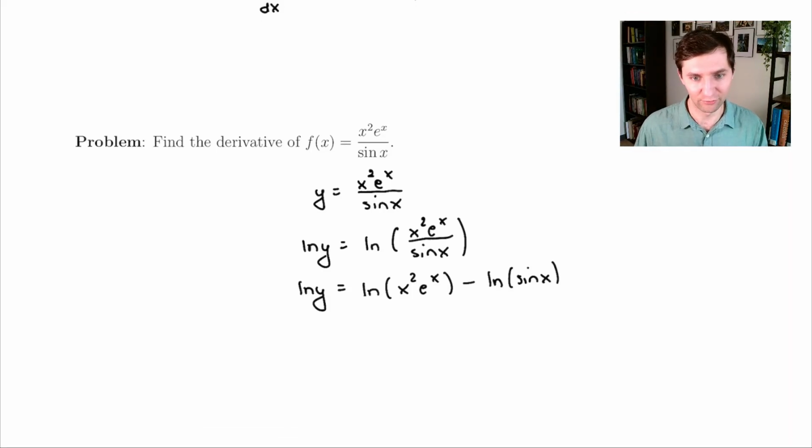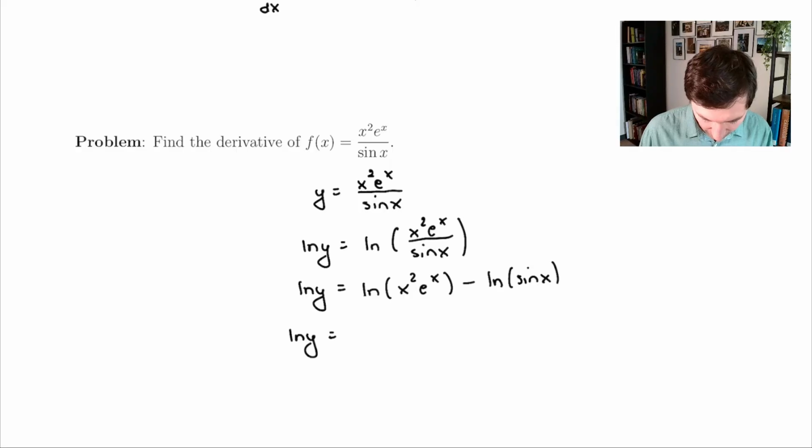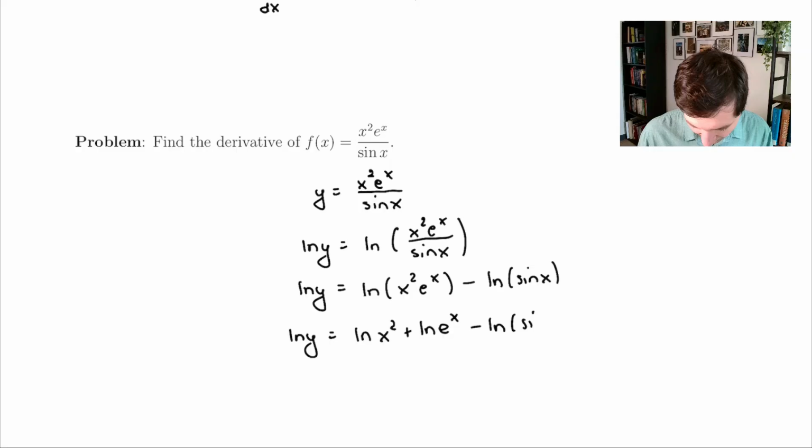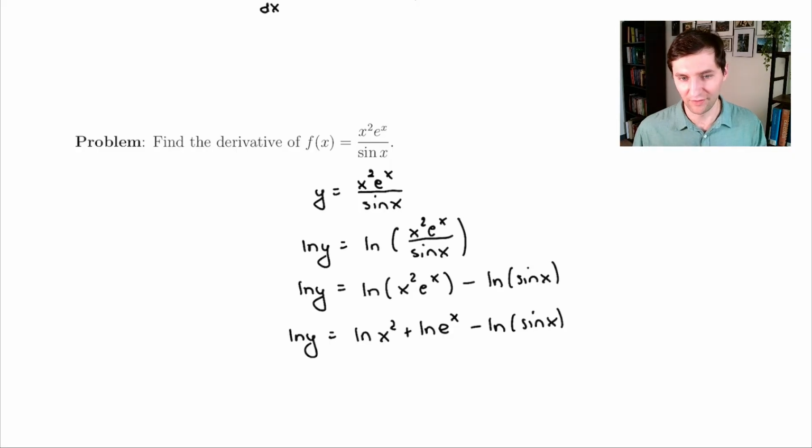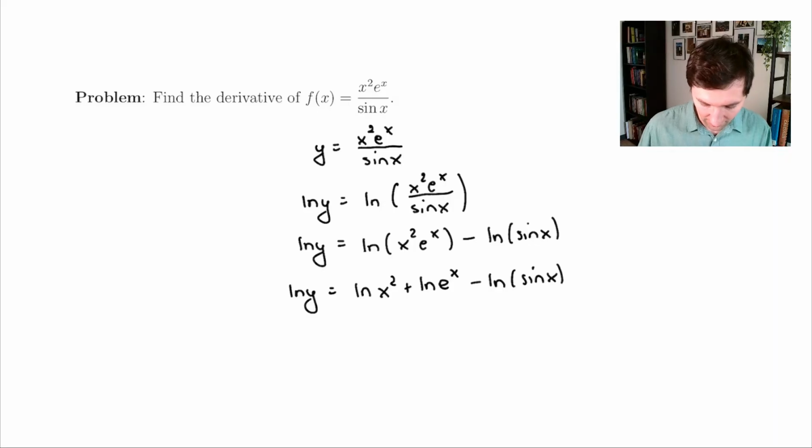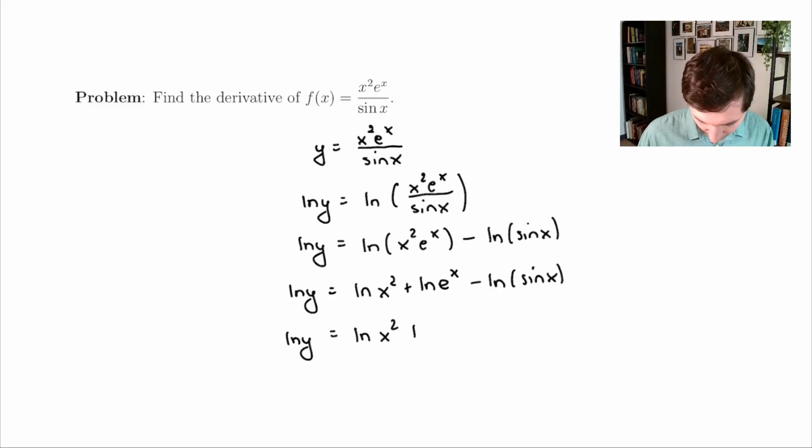There's one more thing I can do to simplify this expression. I have ln of a times b. That's the same thing as ln of a plus ln of b. So this becomes ln of y equal to ln of x squared plus ln of e to the power of x minus ln of sine of x. Things get even better because I know ln and e cancel each other and I am left with just x in the middle term. So I have ln of y equal to ln of x squared plus x minus ln of sine of x.